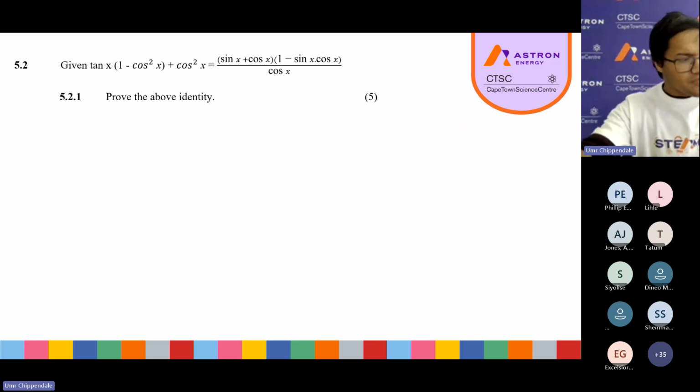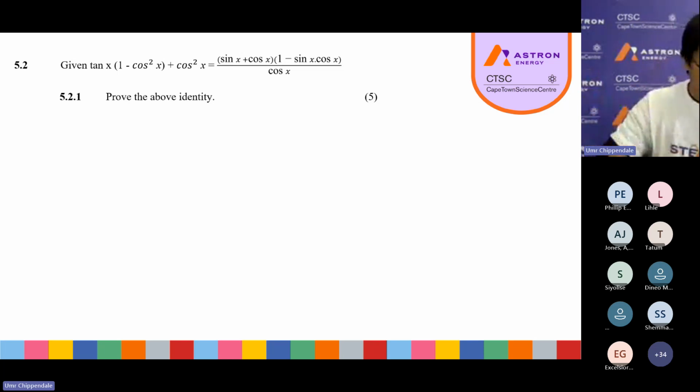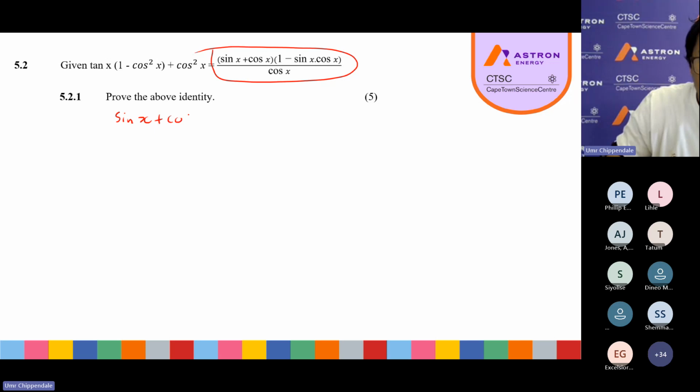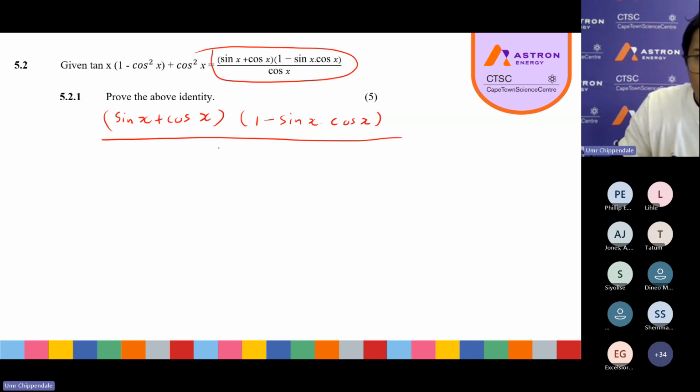Okay, now moving on to the right-hand part of this. This one is what most people would actually try out, but I wanted to show you the other way is possible as well. So this is what we initially have. Okay, there we go. This one. So let's write that: sine x plus cos of x, and that's 1 minus sine x times cos x all over cos x. All right, so we have it like this.